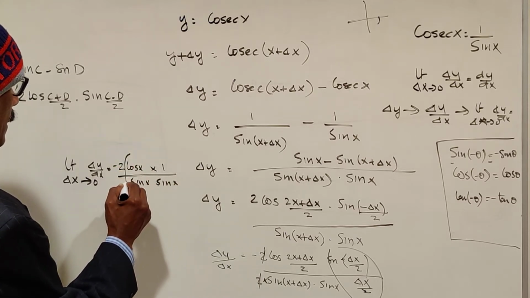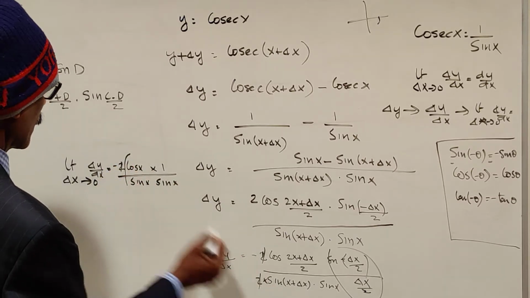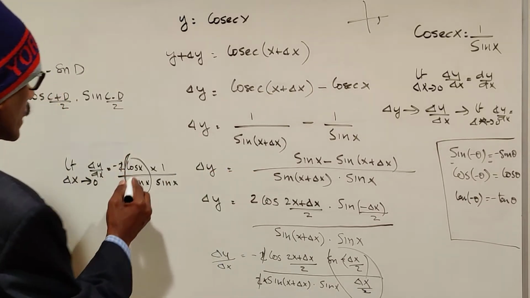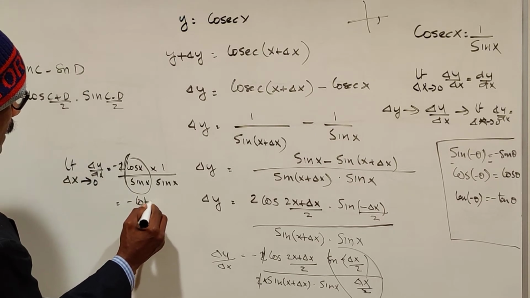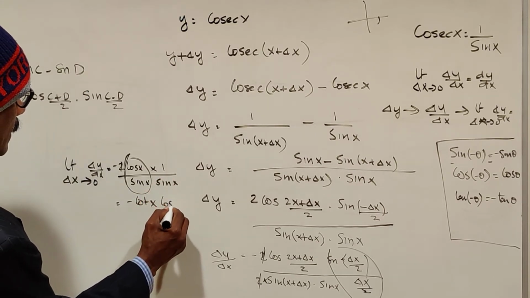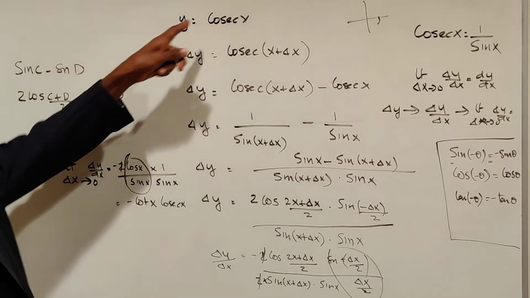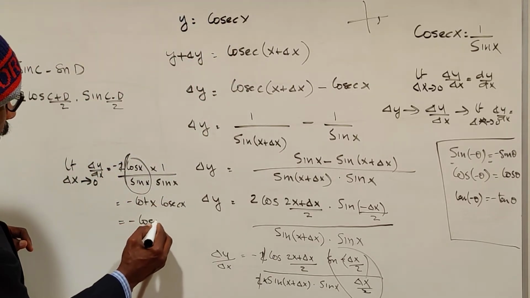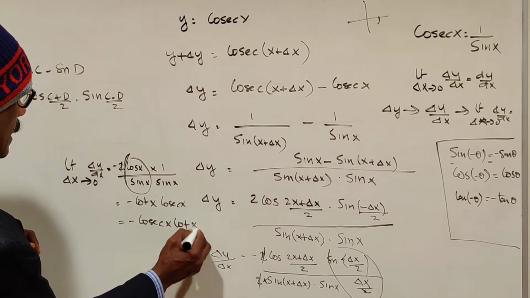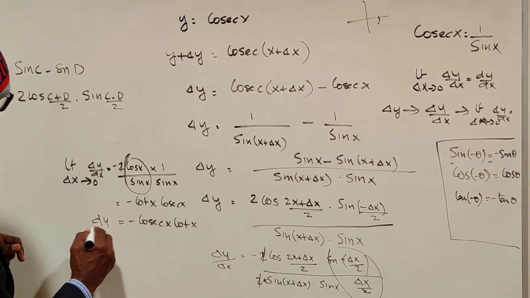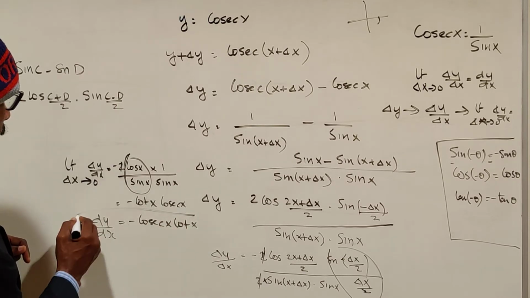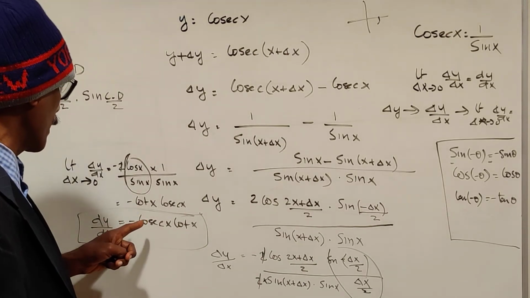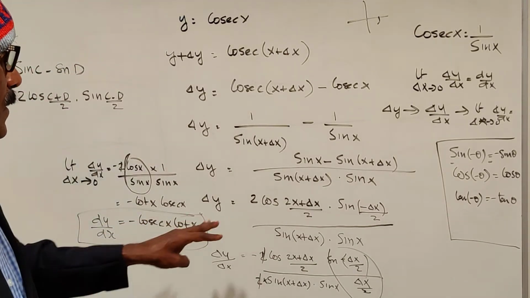Okay, what is this? So the 2 cancel. What is this? Cos x by sin x is cot x, minus cot x cosec x. You can learn it like this: minus cosec x cot x. I am going to write this one first, minus cosec x cot x. That is the derivative of cosec x. Okay guys, this is the derivative of cosec x. The derivative of cosec x is minus cosec x cot x.